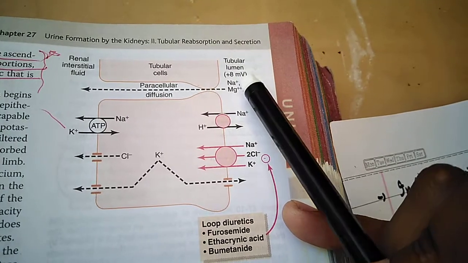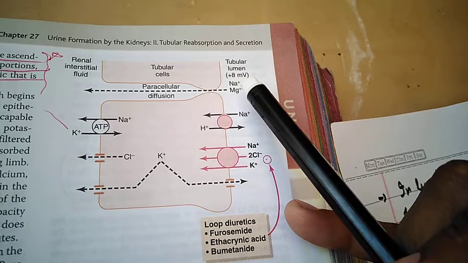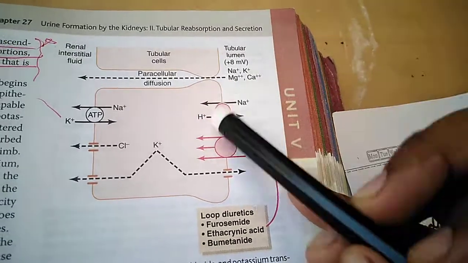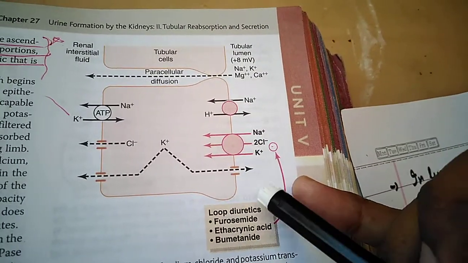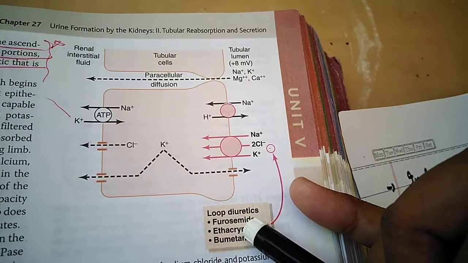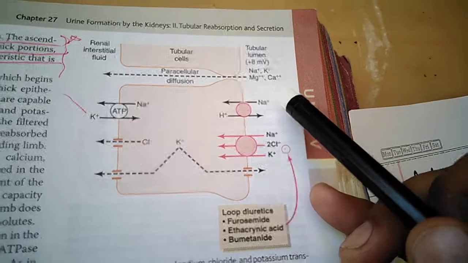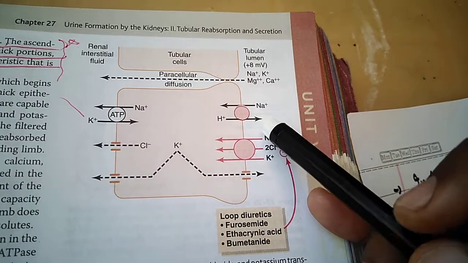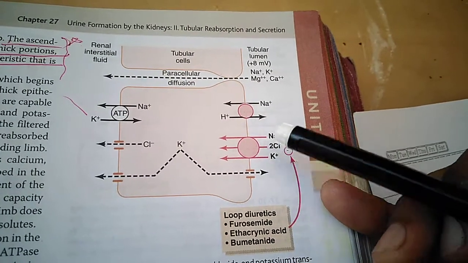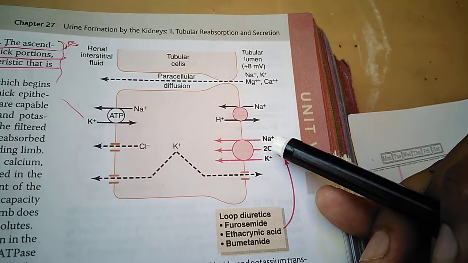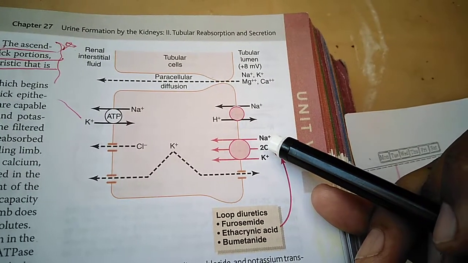Mostly the tubular lumen has a +8 millivolt charge, and diuretics are also relevant here. These diuretics, which cause the release of more urine, act on these co-transporters, and in this way more and more urine is released from the body. That is the completion of the topic.